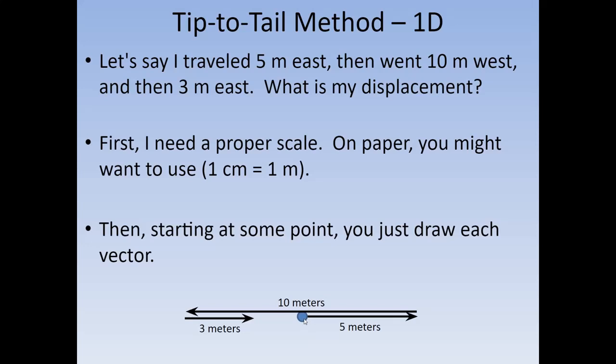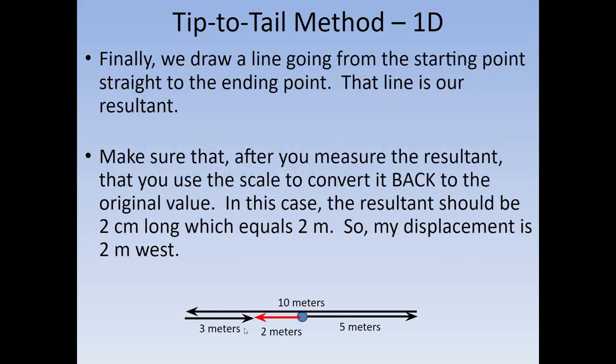Then you pick your point or you use whatever point they give you. And then you draw out those three directions, 5 meters east, 10 meters west, and 3 meters east. Then what you would do is you would draw a line going from the start to final position. This one is not drawn tip to tail because it's the resultant, it's something else. And then you would measure that, and using our scale, we'd figure out what that was. So for example, in this scenario, it's pointing to the left, so that's west, and it's 2 centimeters long, so it's 2 meters. So I know my displacement is 2 meters west.